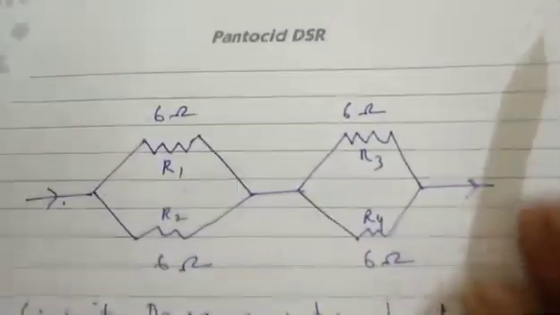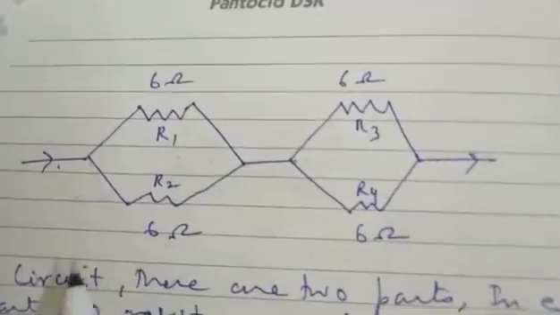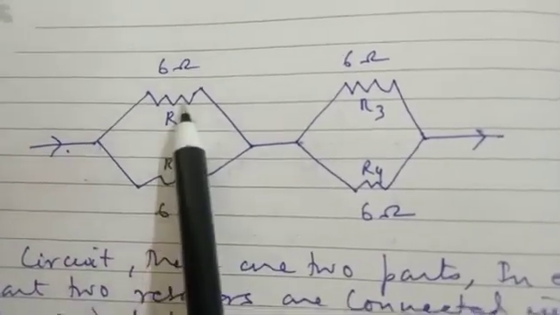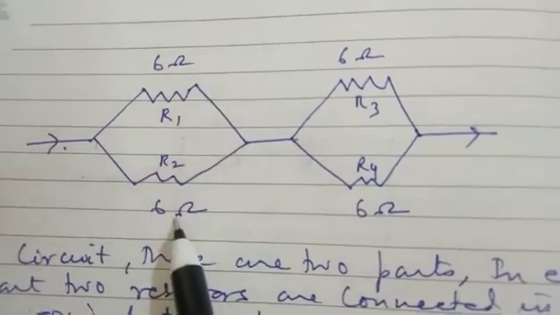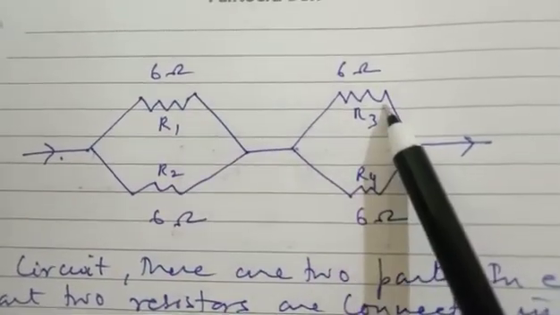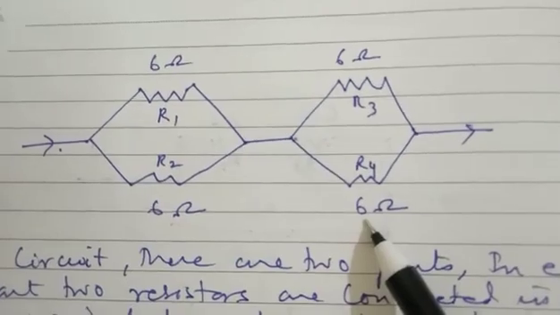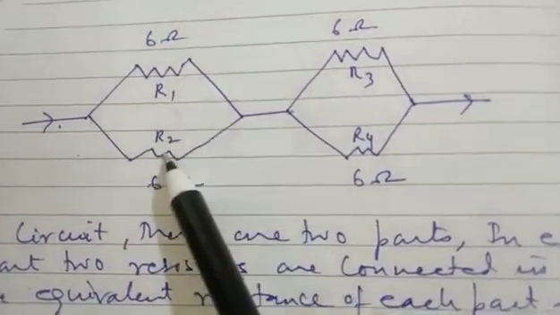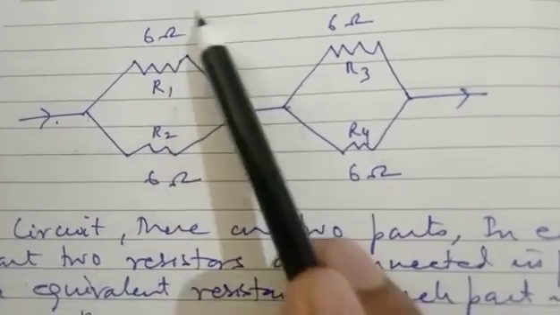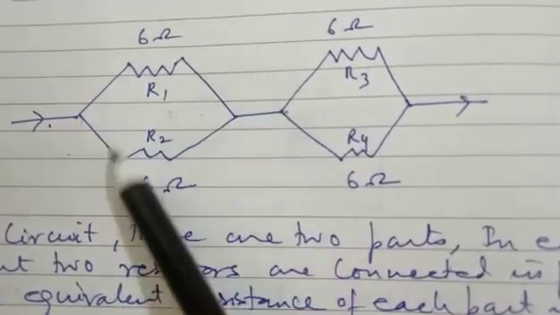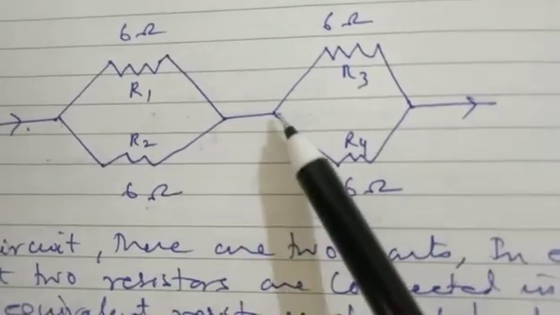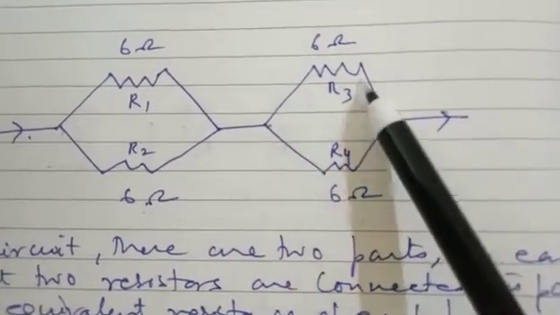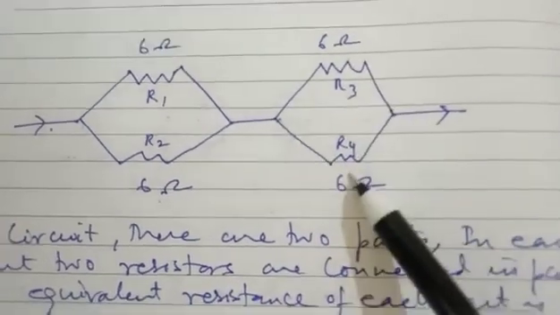Now let me take one more type of question here. Now in this, the current is coming here. This is R1 6 ohm, R2 6 ohm, R3 6 ohm, and R4 6 ohm. Now when the current is coming here, it is divided into two parts. So R1 and R2 are connected to each other in the form of parallel. The same thing is happening here also. The current is divided into two parts. So R3 and R4 are connected in parallel.